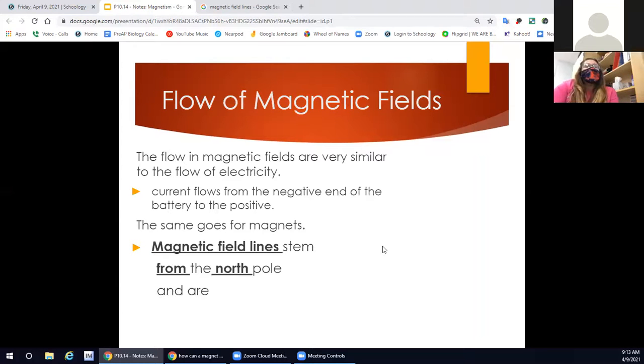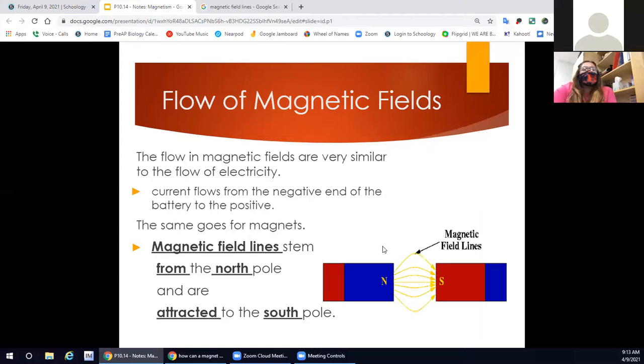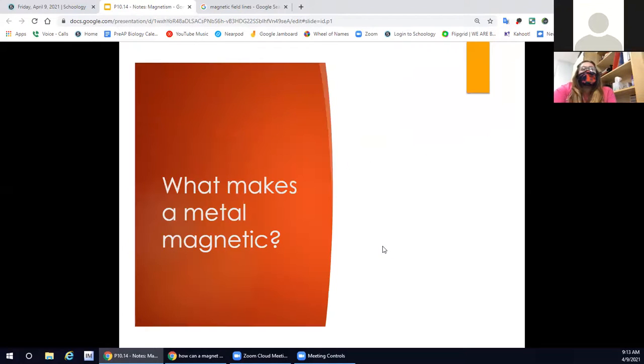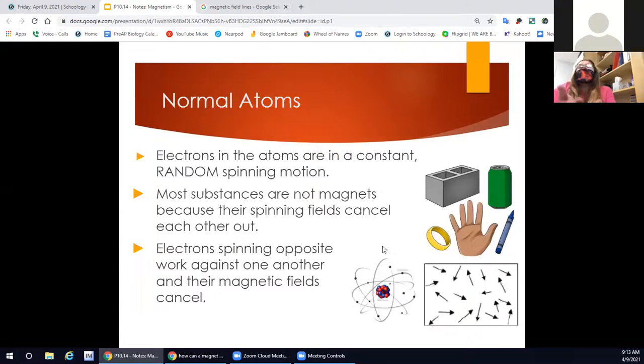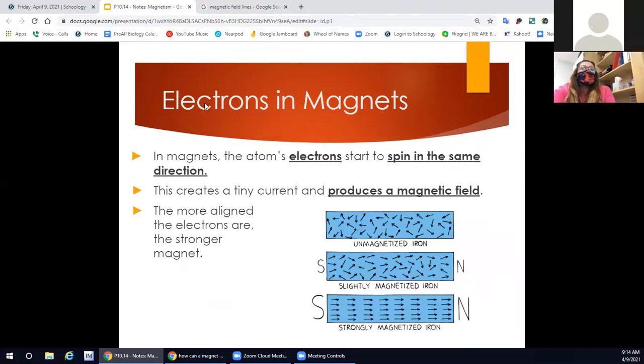Like I said, it's always going to leave the north end and go towards the south end, just like electric currents. So what makes a metal magnetic? Well, most objects you have are not magnetic, and that's because they have atoms, and those atoms have electrons, and those electrons spin in crazy directions. It's all random. They don't have any order to them, and because of that, nothing is really magnetic, except for very few materials.